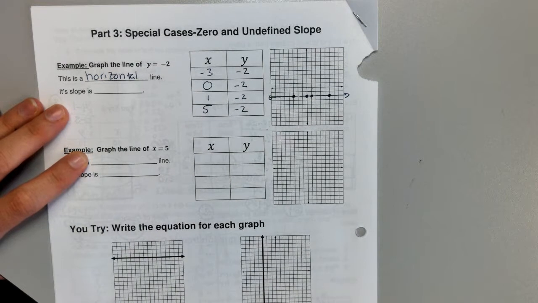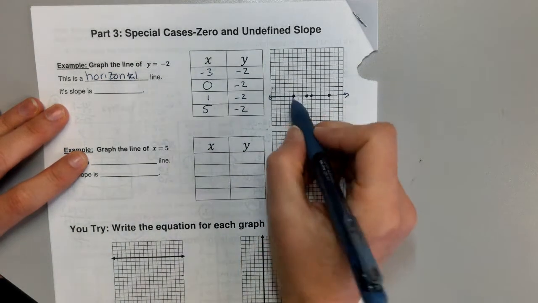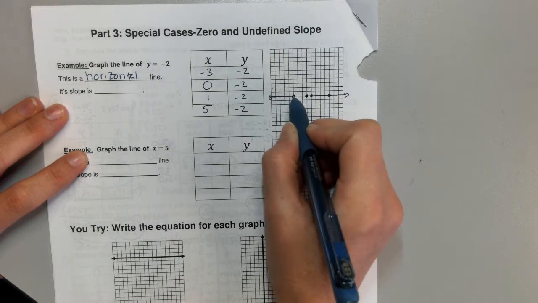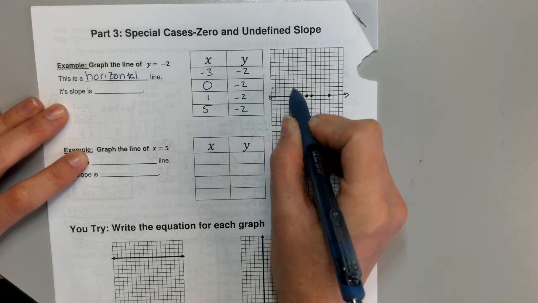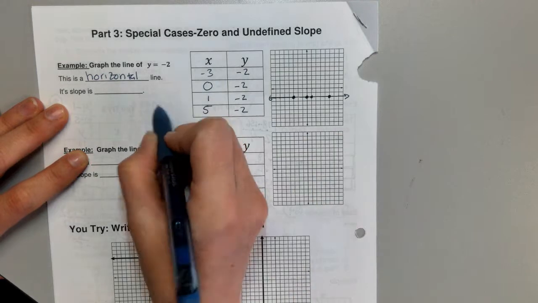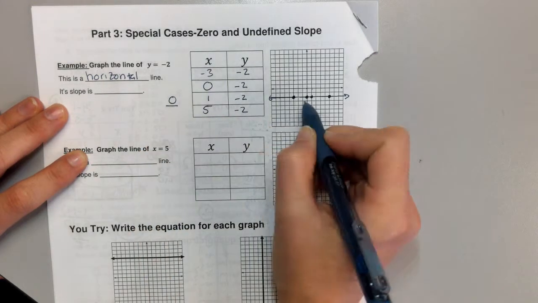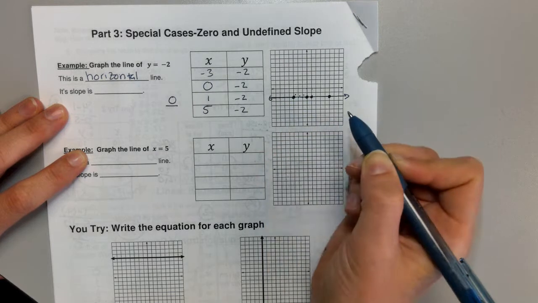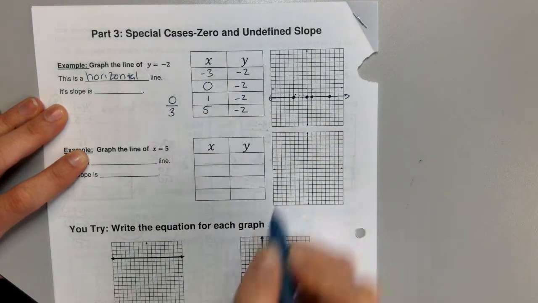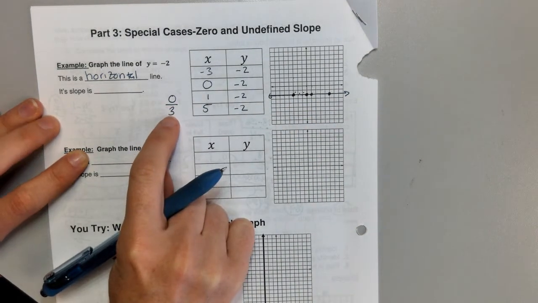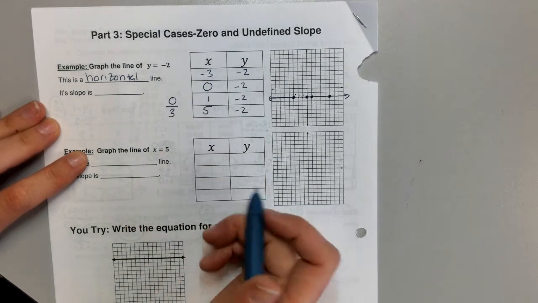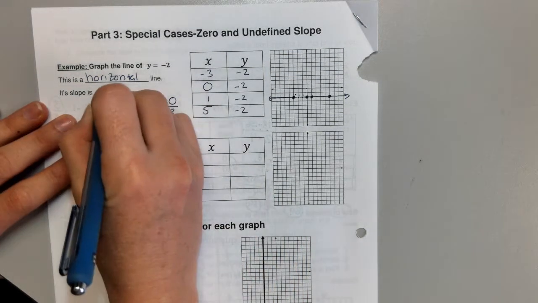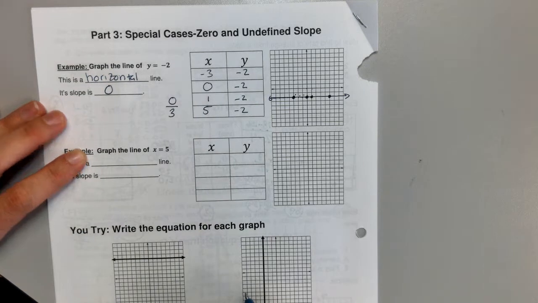And to find my slope, we do rise over run. So I'm just going to pick this first and second point. How many do you go up? You don't go up, so you go up 0. And how many do you go over? 1, 2, 3. Doesn't really matter. So up 0 and over 3, what's 0 divided by 3? 0. So the slope is 0.